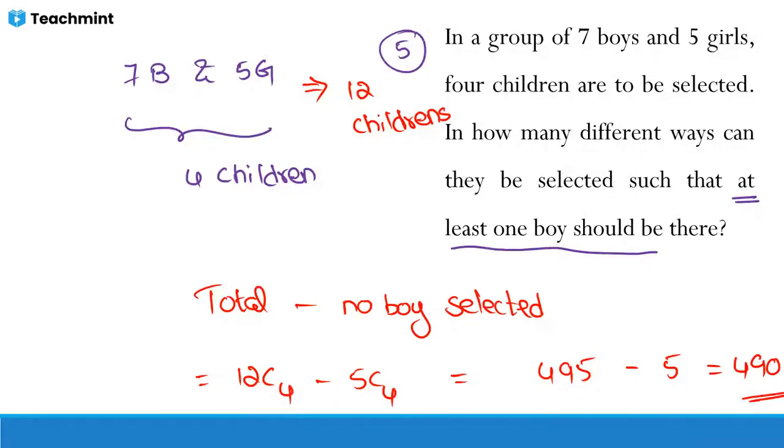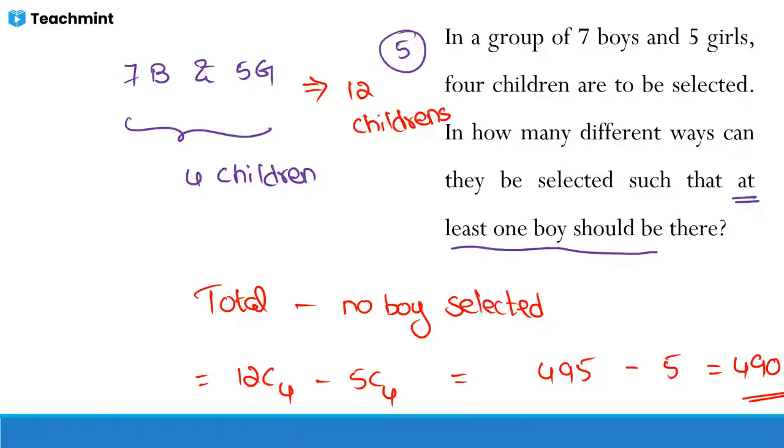This question we can also do as 1 boy 3 girls, 2 boys 2 girls, 3 boys 1 girl, and all 4 boys. But the time taken to solve is again important for us.